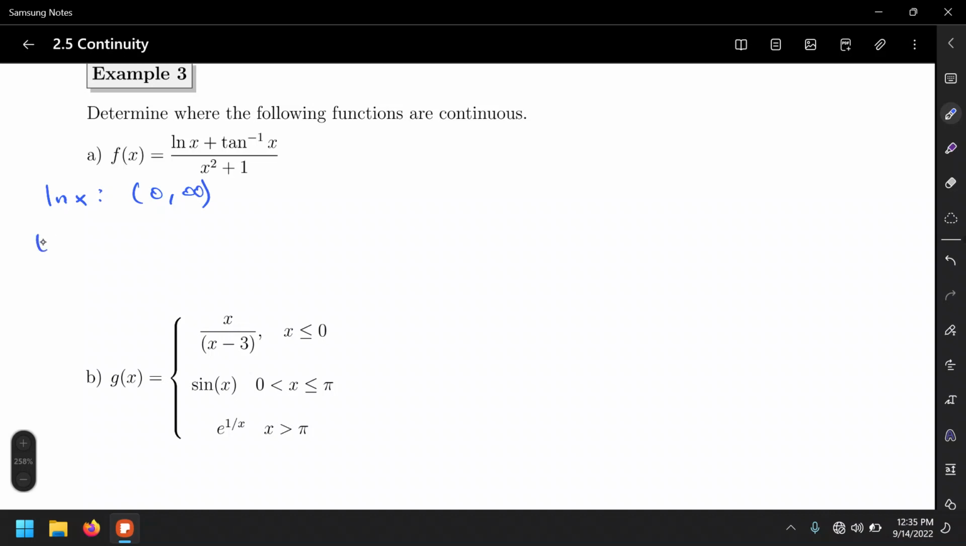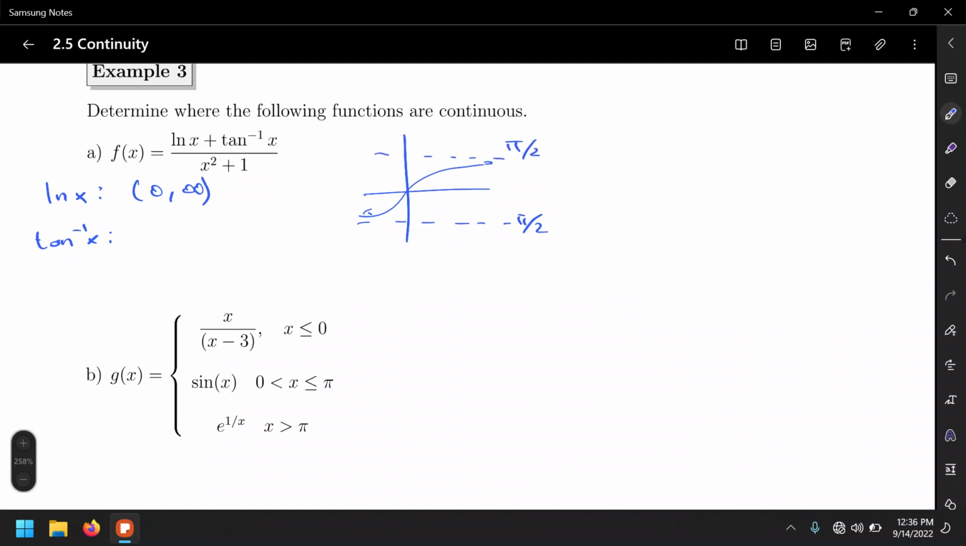What about inverse tangent? What's the domain of the inverse tangent function? Well, that'll be the range. Well, this one I'm going to give away. So the graph of inverse tangent looks like this, with horizontal asymptotes at negative pi over 2 and pi over 2. But in this case, we don't care about the range right now. We care about the domain. And well, in this case, it's all real numbers.